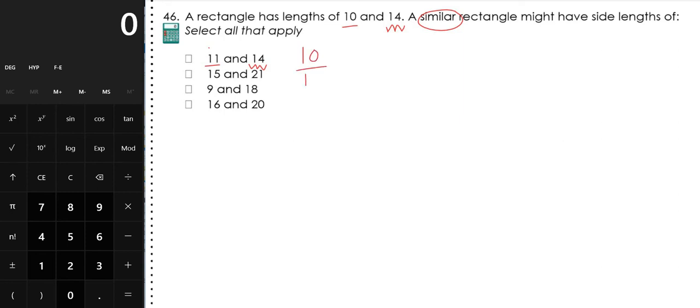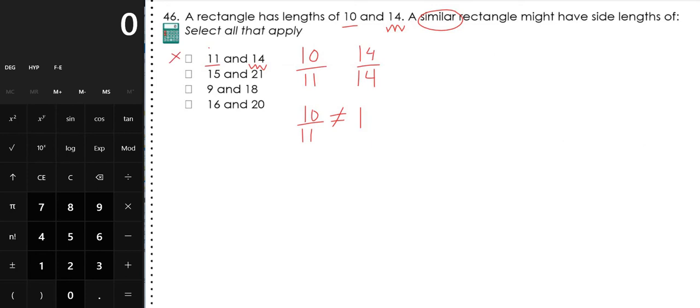10 and 11 should give me the same ratio as 14 and 14 if the two rectangles are similar. Now 10 over 11 can't be simplified. 14 over 14, well, that's just 1. So 10 over 11 should equal 1, but that doesn't make sense. That's not a consistent ratio. So no to the first choice.